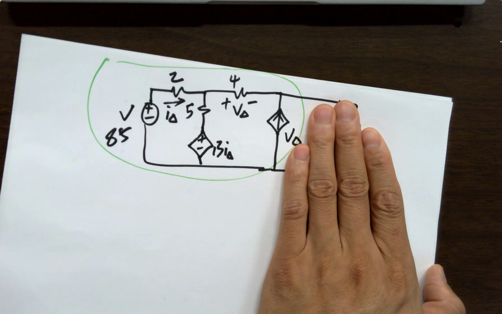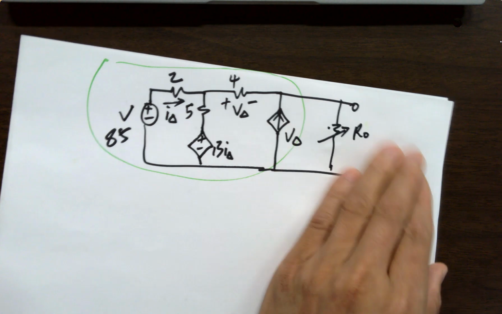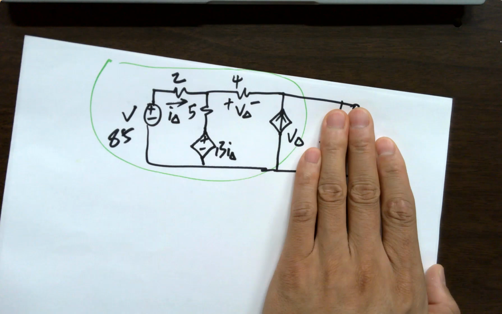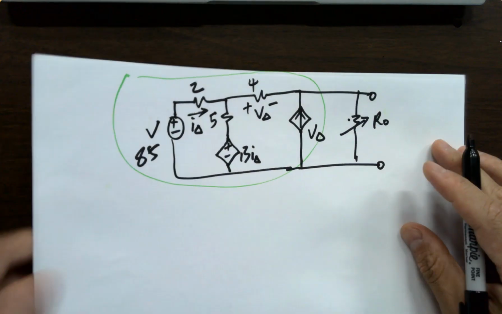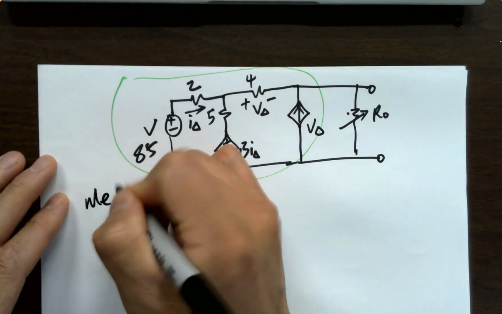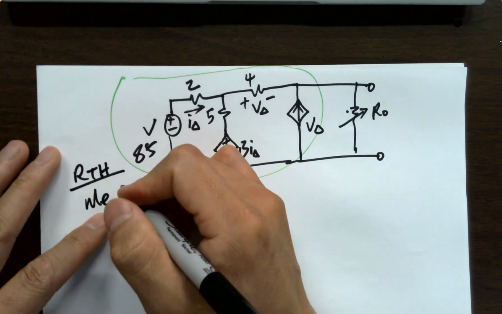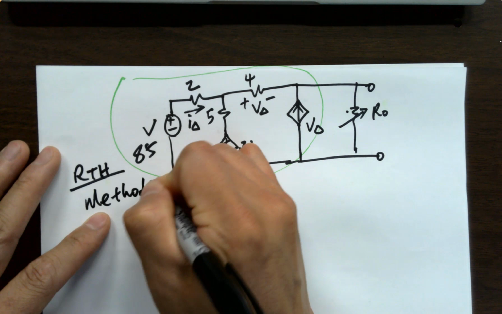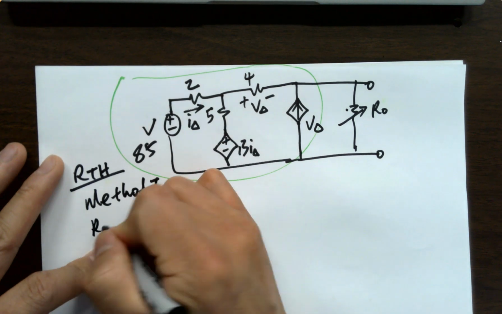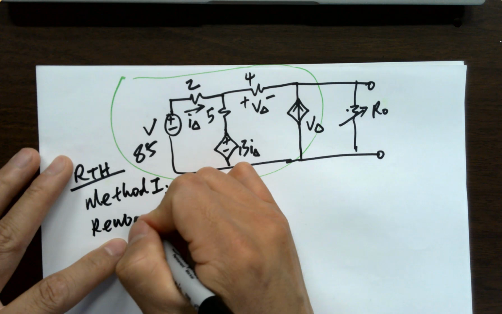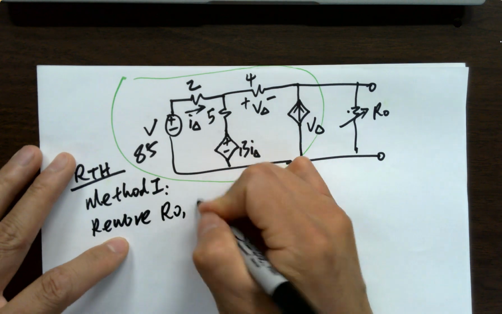So if you remove it and look backwards, you have to use method 1 for RTH. We're talking about RTH, okay? So method 1: remove RO and look backwards.